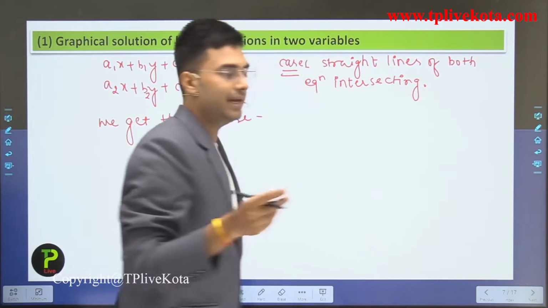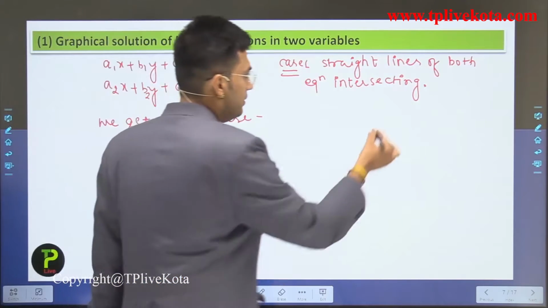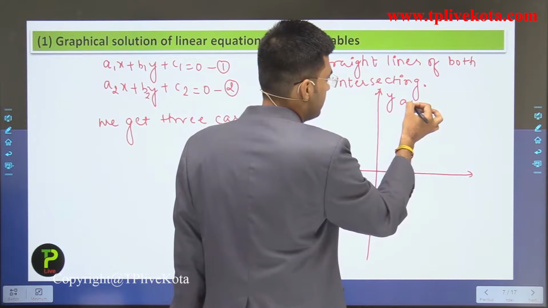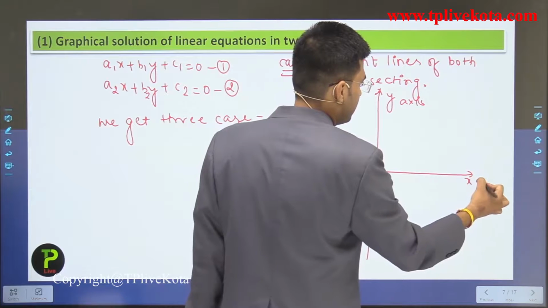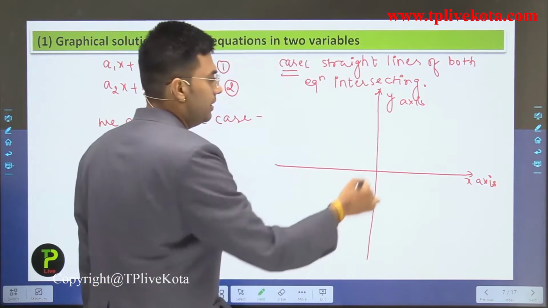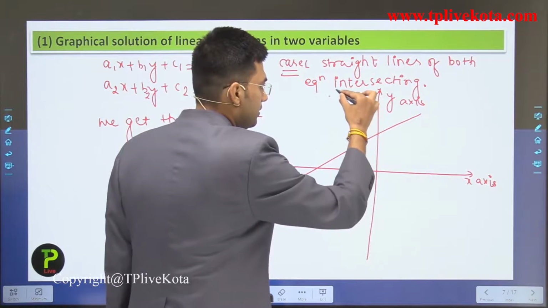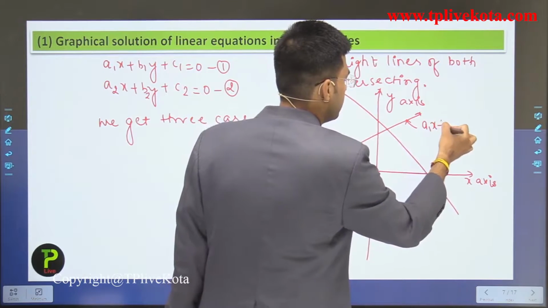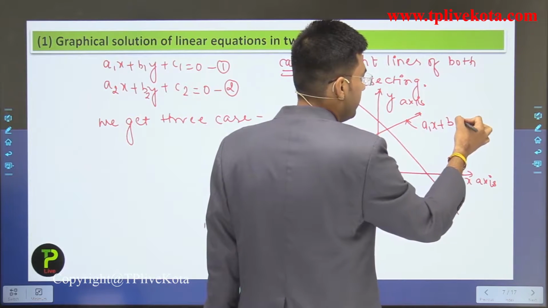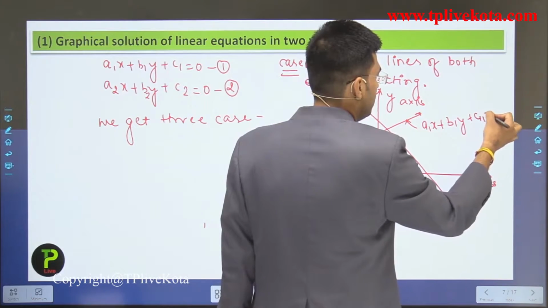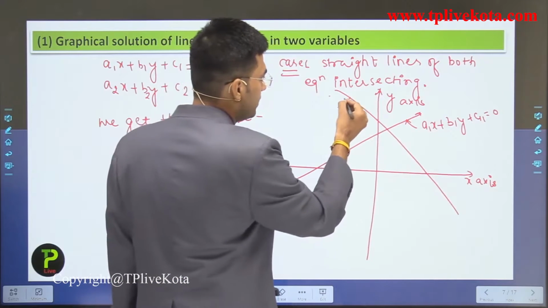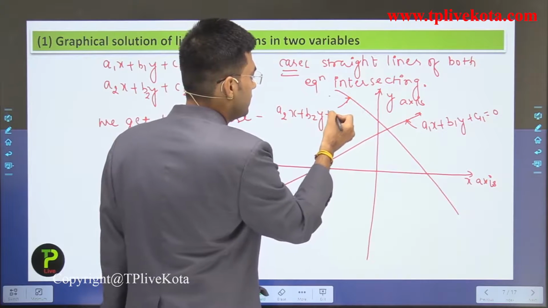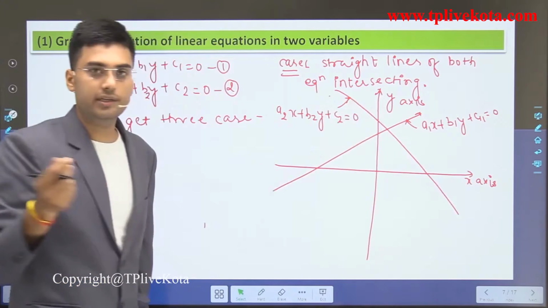Okay, if lines are intersecting, then this is the y-axis, this is the x-axis. Let these be two lines. This represents a1x plus b1y plus c1 equals 0, and this equation is for a2x plus b2y plus c2 equals 0. These are the two linear equations.